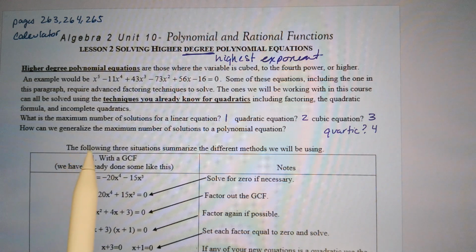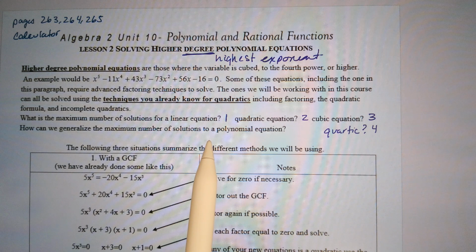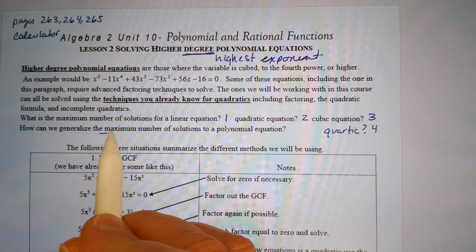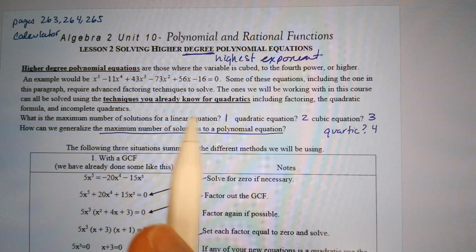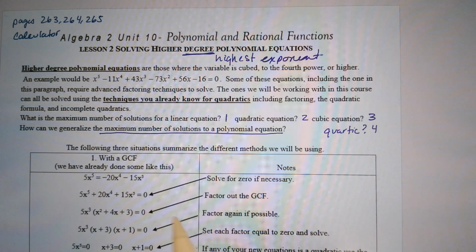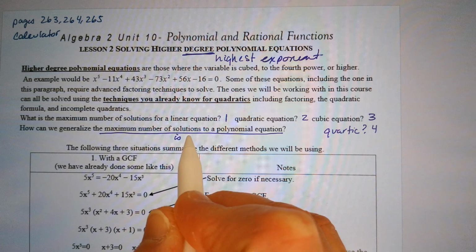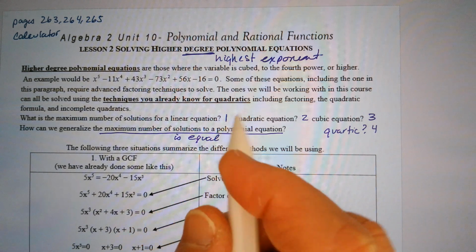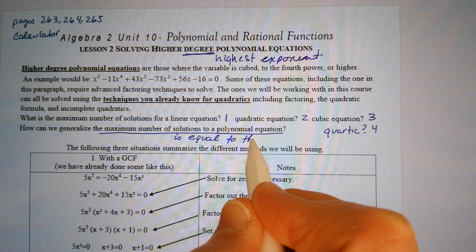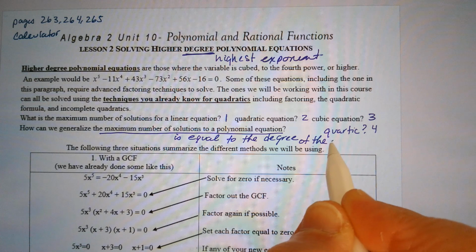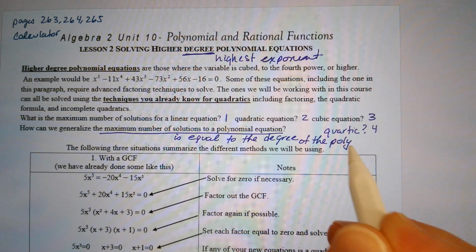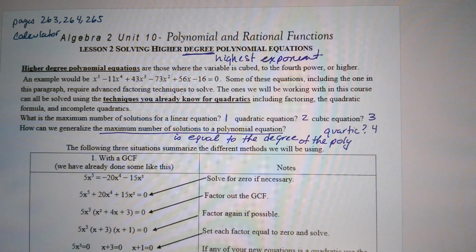How can we generalize the maximum number of solutions to a polynomial equation? The maximum number of solutions to a polynomial equation is equal to the degree of the polynomial. So if the highest degree is 3, then there's a maximum of 3 solutions.